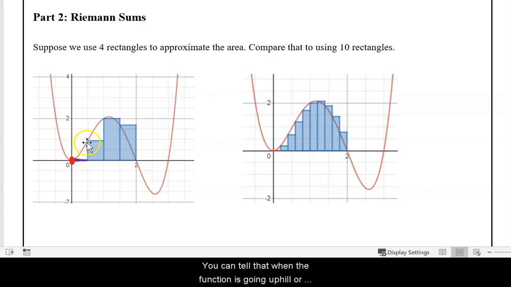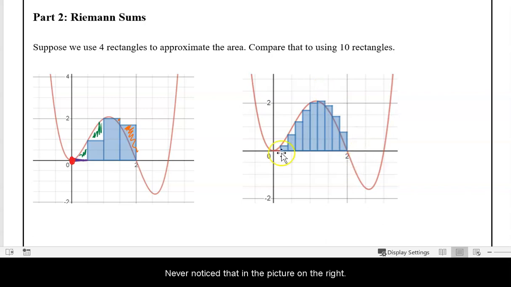You can tell that when the function is going uphill or increasing, this means that I am short a lot of area. So it's an underestimation for an increasing function. On the other hand, when the function is decreasing or going downhill, it is an overestimation. I have too much area here on this side. I'll shade the too much area here in orange, and I'll shade the not enough area over here in green. That makes these not as good of an approximation.